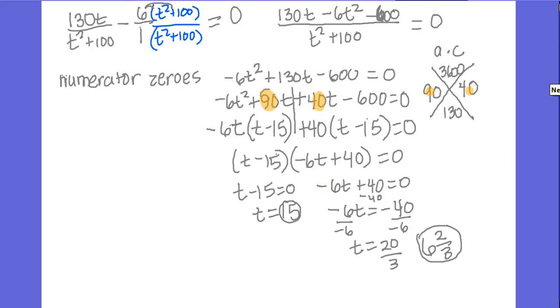Now I'm getting ready to switch to my denominator zeros. And this is going to be new for you guys. My denominator is t squared plus 100. And folks, I can't factor that, because it's not the difference of perfect squares. It's not a special case. It's the sum of perfect squares.